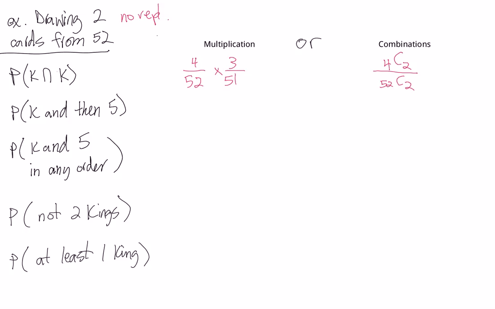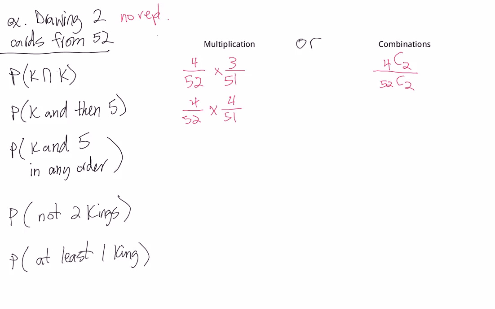Okay, let's go through the next one. It's a little bit different. Now we want a king first, and then we want to get a 5. So the king part would be the same, 4 out of 52. And then a 5 would be, there are 4 5s out of 51. So that's how we do that using the old method.